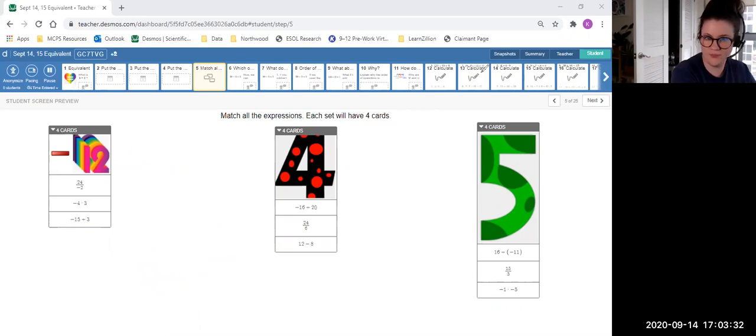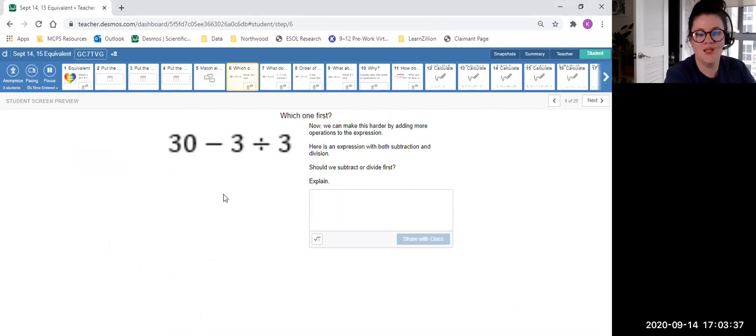All right. These Zoom tools sometimes. All right.